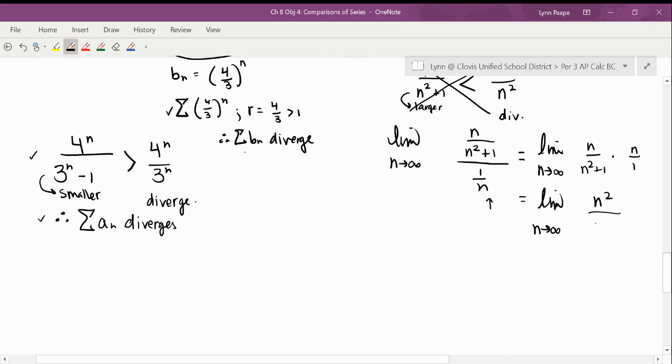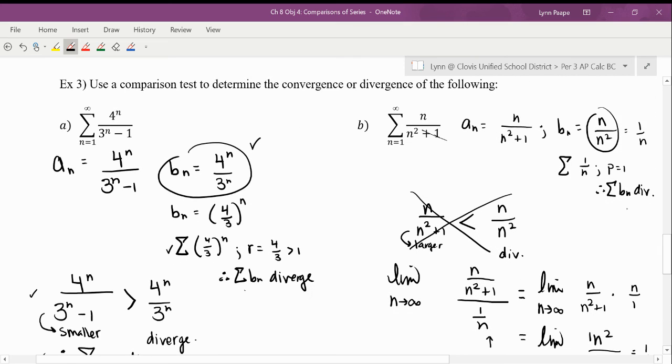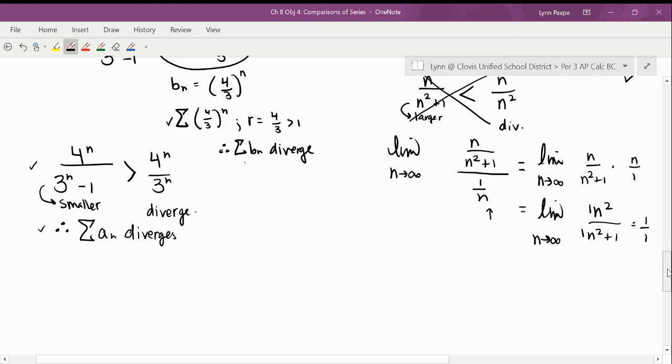So that would be n squared over n squared plus 1. They're of equal degree. So when I take that limit to infinity, I look at their coefficients, so 1 over 1. So I got a finite positive value, so they act the same. Because bn diverged and there's a 1-to-1 ratio with an, I can then say that an diverges as well. And that would be the justification.